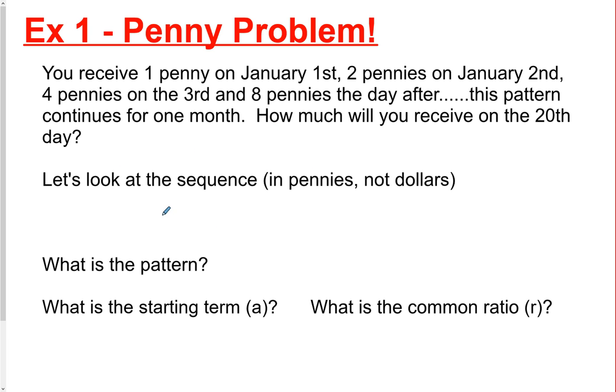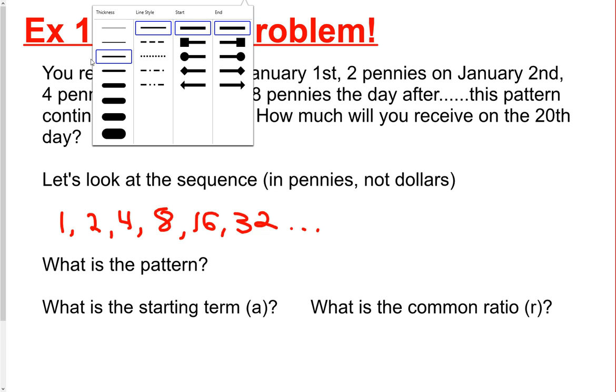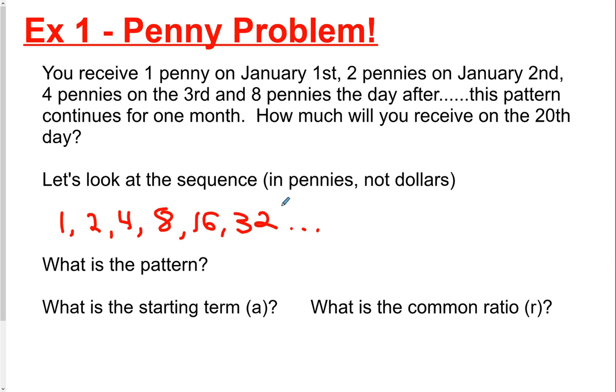So let's have a look at our sequence and let's do it in pennies, not dollars. So first day is 1, second day is 2, and then 4, and then 8, and then 16, and then 32, and so on. So what's our pattern here? It's a doubling pattern. So Dasha, you think you're going to be rich, hey? Well, let's find out.